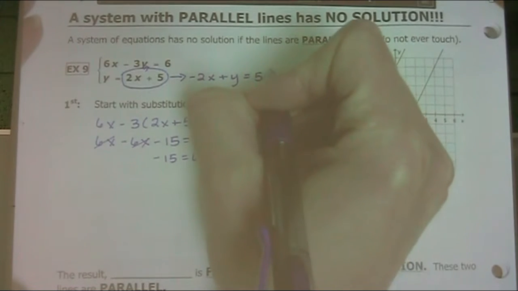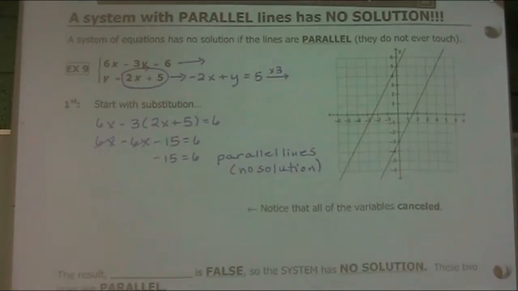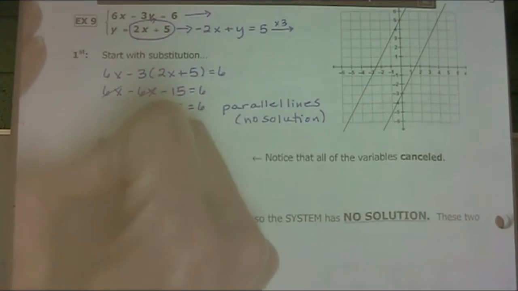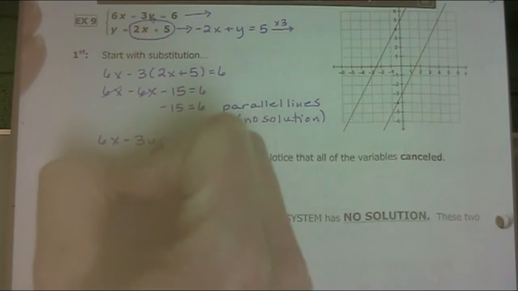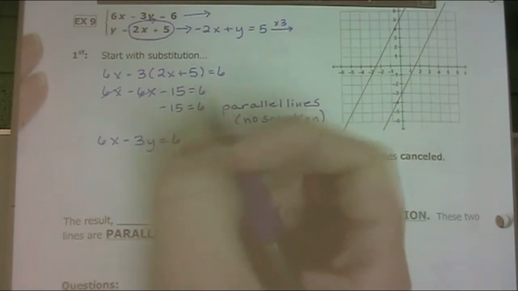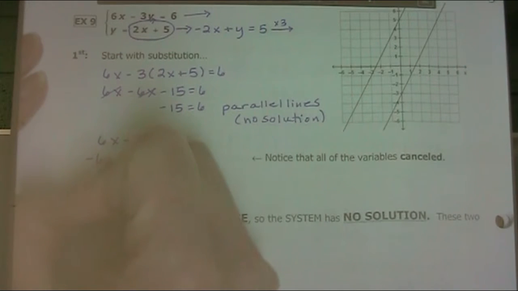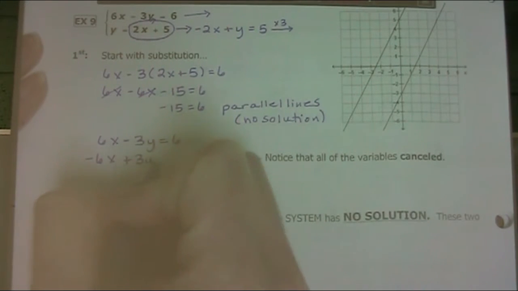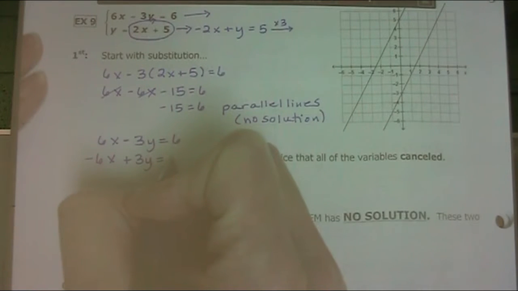So I'm going to take the second equation and multiply by 3. The top equation, I'm not going to do anything with this. So I'm going to rewrite it the same way it was, which is 6x minus 3y equals 6. And the second one, when I multiply it by 3, is negative 6x plus 3y equals 15.